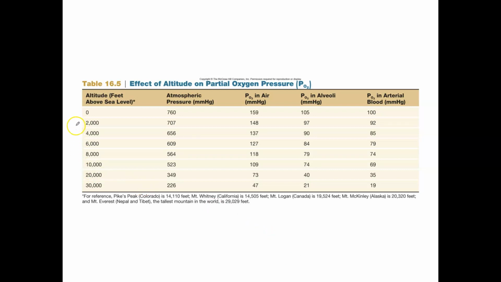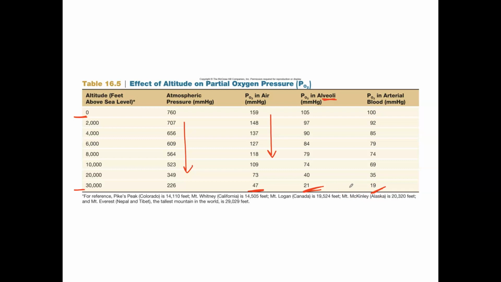When you have an increase in altitude, so here we have sea level and then moving up to 30,000 feet, there's a clear drop in the partial pressure of oxygen in the air that we breathe. And that's based on a decrease in atmospheric pressure. So as atmospheric pressure goes down, there's going to be less partial pressure of oxygen in the air that we breathe. And so when that level gets low, we're seeing much less oxygen in the alveoli, which means that you have much less oxygen in arterial blood.